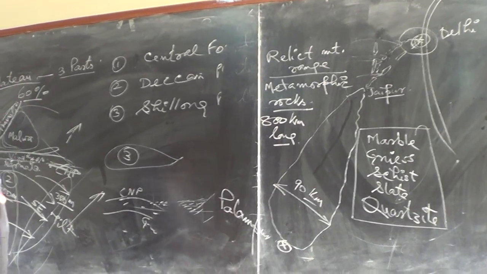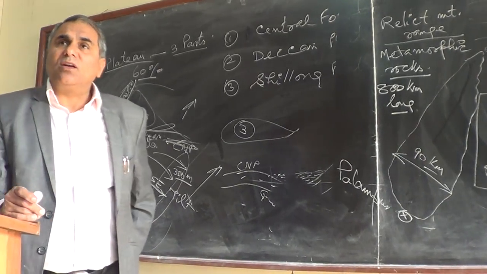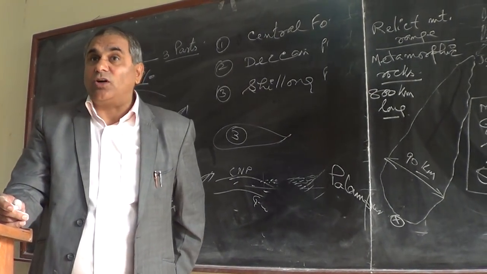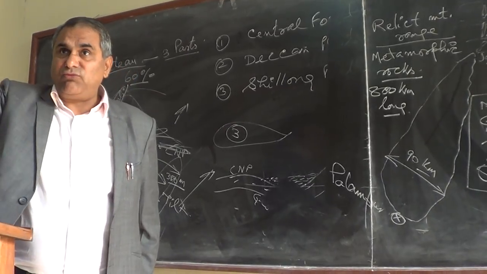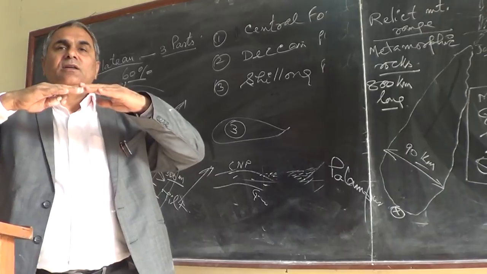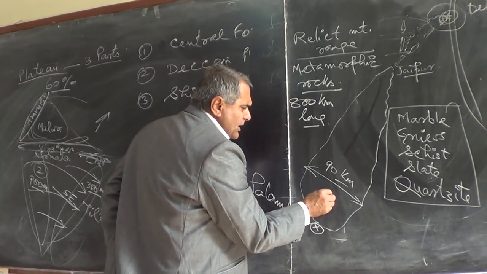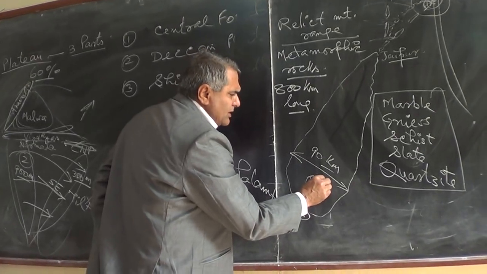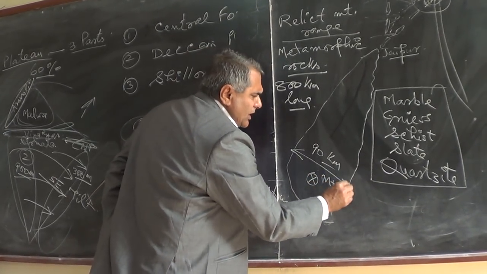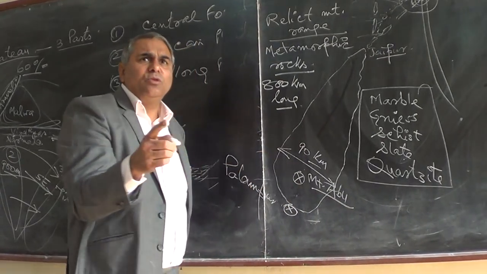All relic mountains are flat topped. They look like a plateau, their top is not conical. Its highest peak is in the south here. It is Mount Abu. What is the height of Mount Abu?